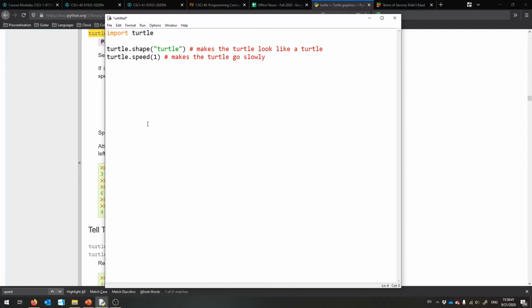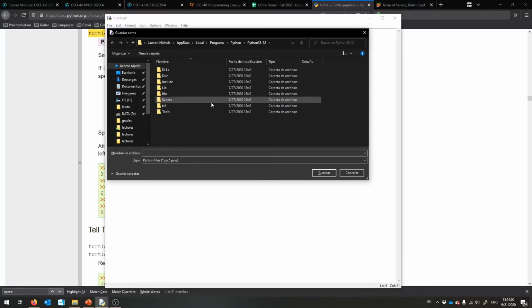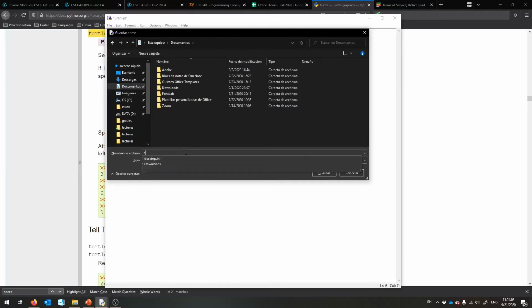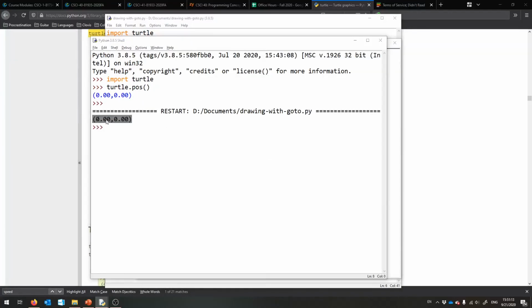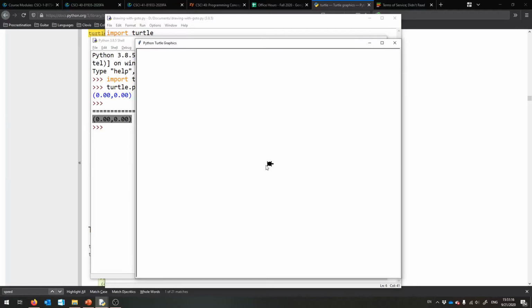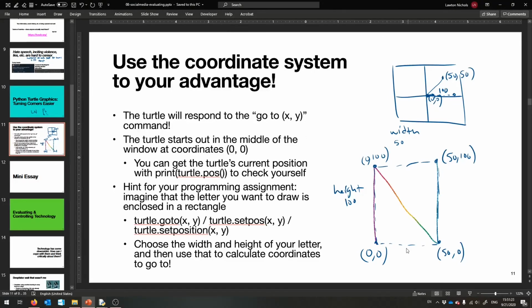And so if you're ever worried about where you are right now, you say print turtle.pos. Okay? This will print the turtle's current position, so you can then use that to draw your stuff. All right, so let's call this drawing with goto.py. All right, so now if I go and I run this, it's going to print out where the turtle starts. He's at coordinates 0, 0. Okay, so if I want to draw my L, let's plan this out. So here's the N. Let's do the same for L, and we'll do the L right at the beginning.